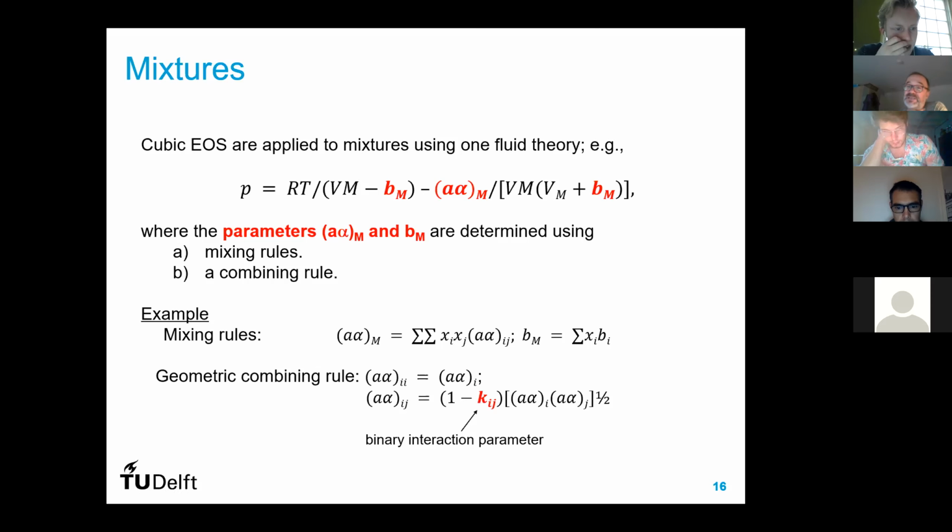And this is a big advantage of the equation of state, that with some simple mixing rules, it can predict quite accurately the volume, the compressibility of your complex mixture in real life. Now, it's important to know that there are alternative mixing and combining rules that could be used, but most of the time we're using the simple geometric combining rule and ideal mixing rule.